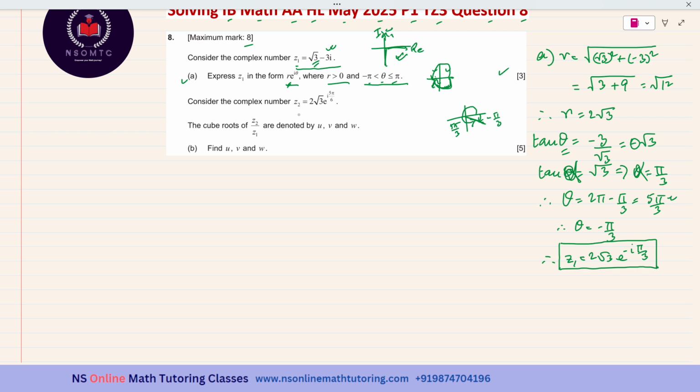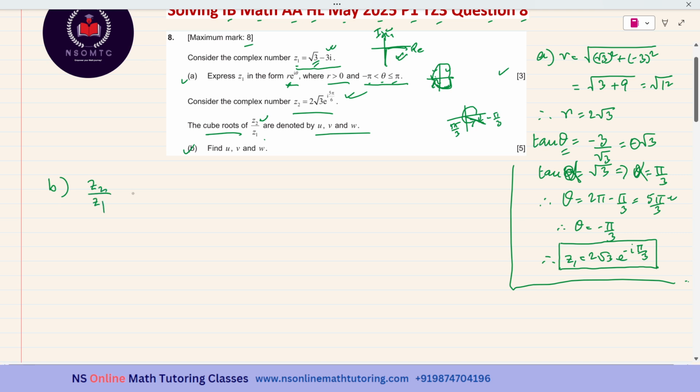Fine. Consider the complex number Z2 equal to 2 square root of 3 times e to the power of i 5 pi over 6. So it is an angle from the second quadrant. The cube roots of Z2 over Z1 are denoted by U, V and W. So part B's question is find U, V and W.